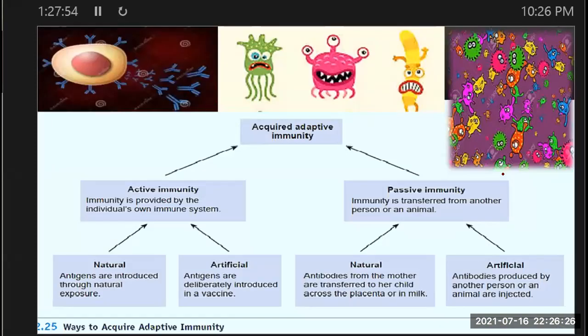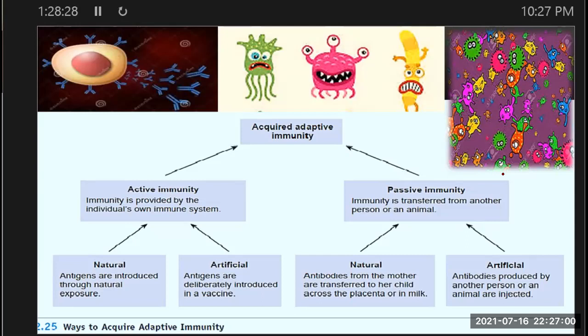And so now, back to this. Acquired adaptive immunity is further subdivided into active natural, active artificial, passive natural, or passive artificial immunity. This one is very easy, and you need to really memorize this because surely it will come out in the board exam. It is possible to acquire adaptive immunity in 4 ways: active natural, active artificial, passive natural, and passive artificial immunity.